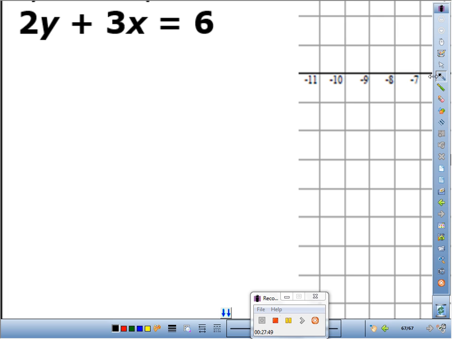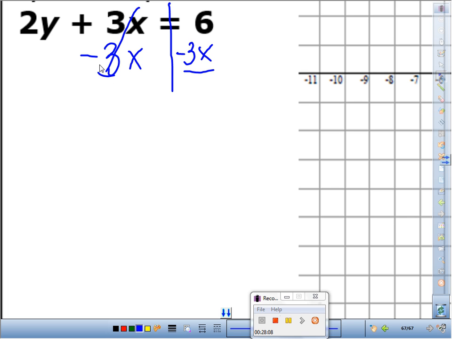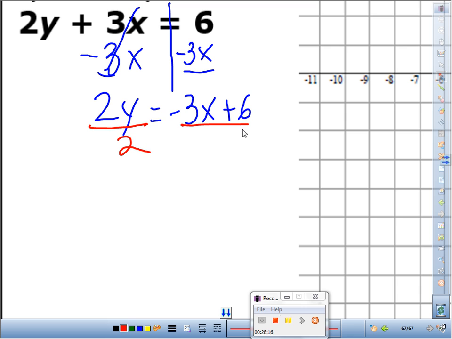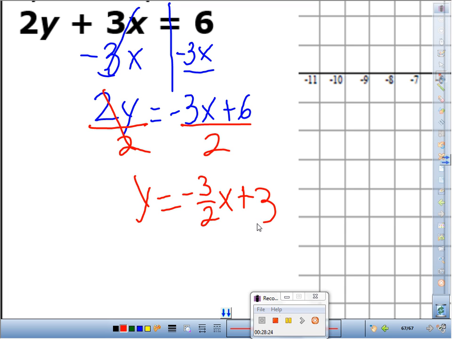I know. So check this out. By looking at it, is that in slope-intercept form? What do we need to do? Bam! Solve for y. Minus 3x, minus 3x. We're left with 2y equals -3x plus 6. From there we divide by 2. Divide by 2. Y equals -3/2 x. 6 divided by 2 is +3. Is this a slope-intercept form equation? Yes. Do we know how to graph after this?